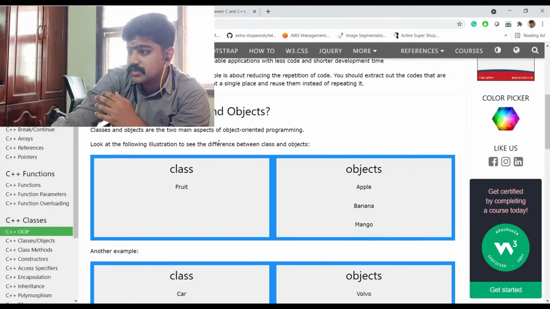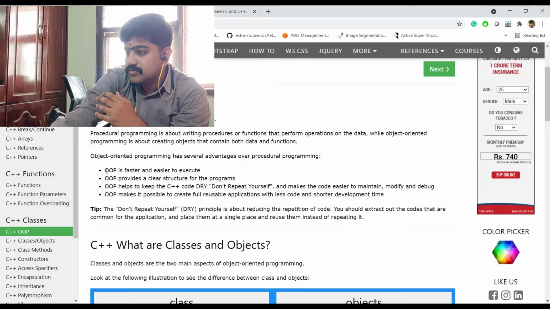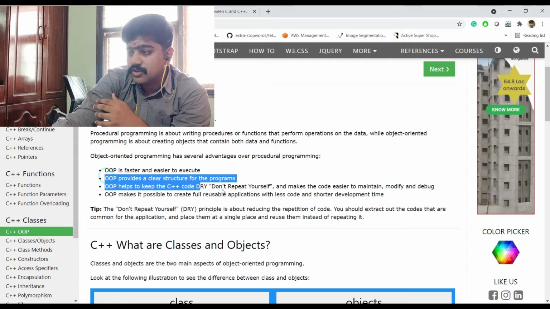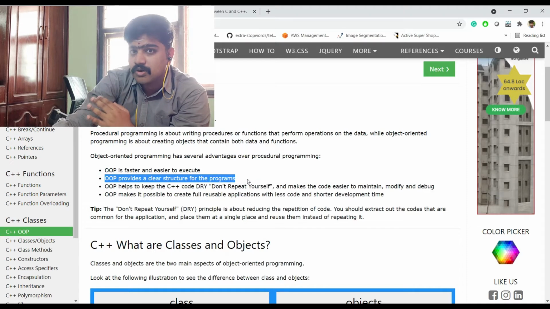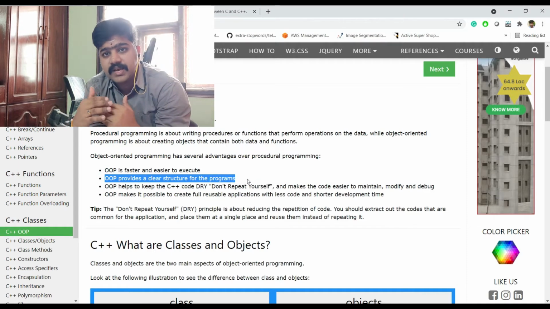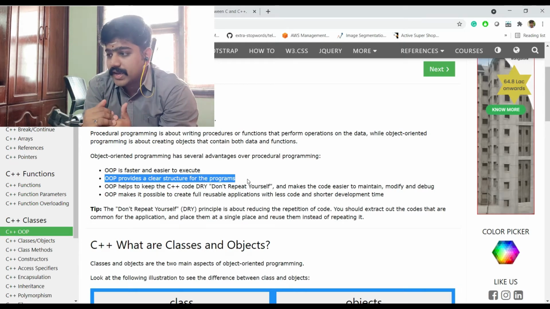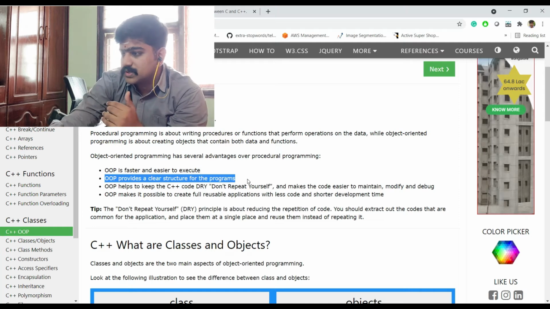every programming structure. So OOPS is faster and easier to execute. OOPS provides a clear structure of the program. The structure of programming, that is step by step, level by level structuring, is the most important thing which you can acquire using OOPS concepts.